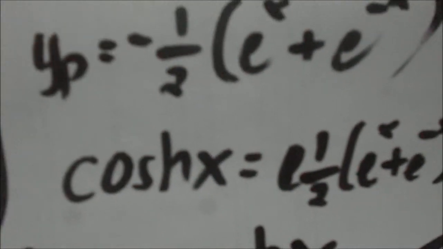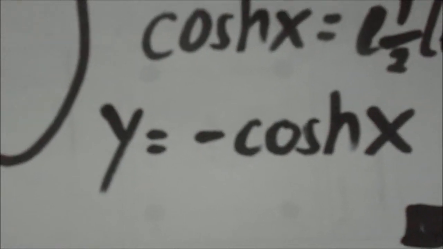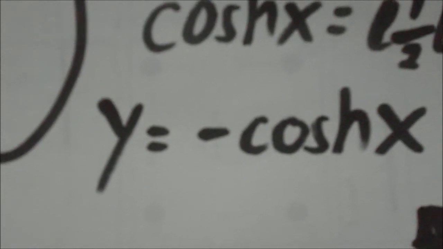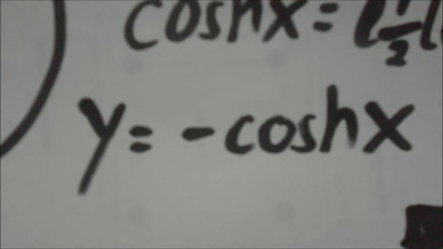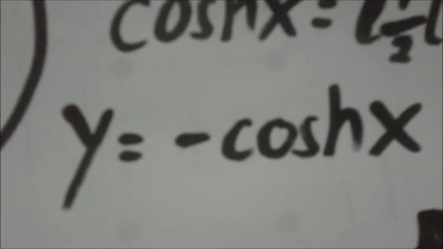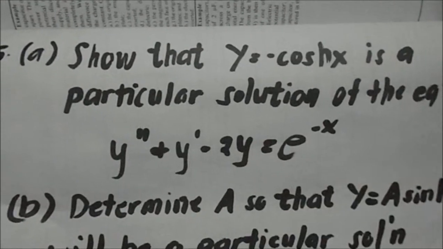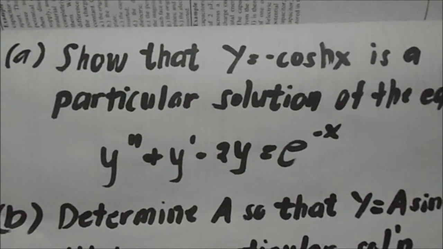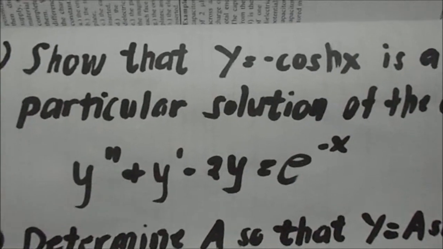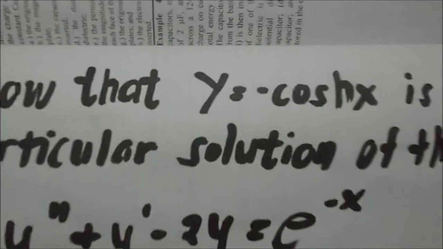So we have a particular solution, this. Extracting the negative 1/2, we have this. Since we know that cosh x is equal to 1/2 (e to the x plus e to the negative x), we can conclude that the particular solution is equal to negative cosh x. So back to our problem, we have proven, as stated in the problem, that y is equal to negative cosh x.